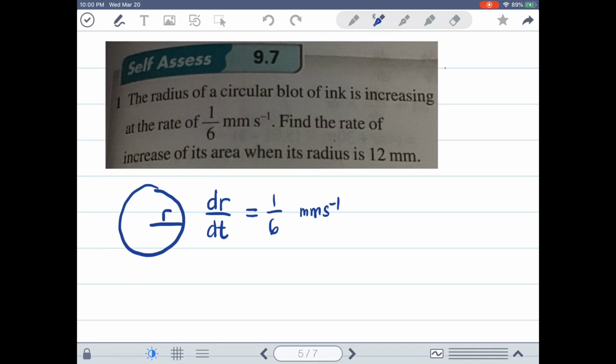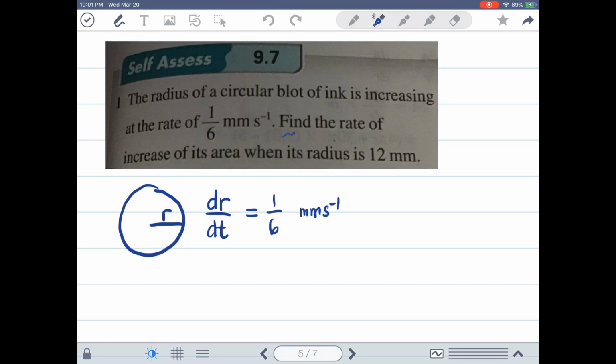Take note that if the question mentioned increasing, then the value of the rate should be positive. If it mentioned decreasing at the rate of 1/6 millimeter per second, then the value of dr over dt should equal to, sorry, not -6, but -1/6. But back to our question, it's not mentioning decreasing, it's mentioning increasing. So we have dr over dt equal to 1/6.